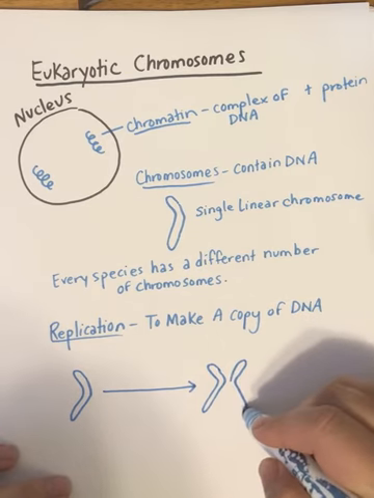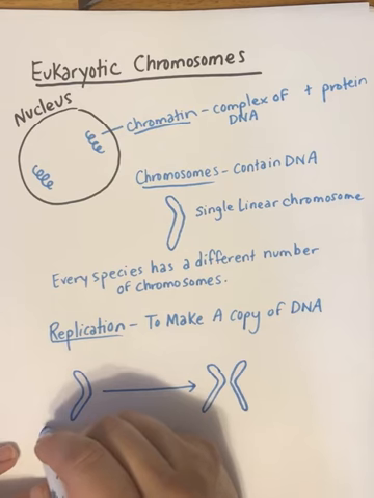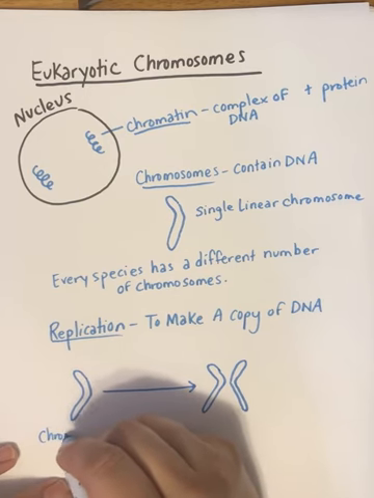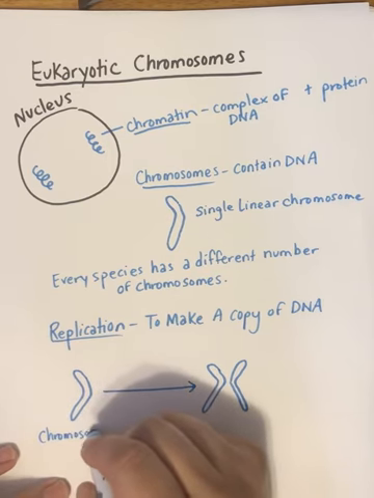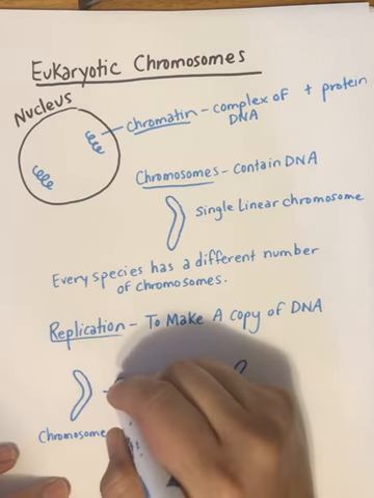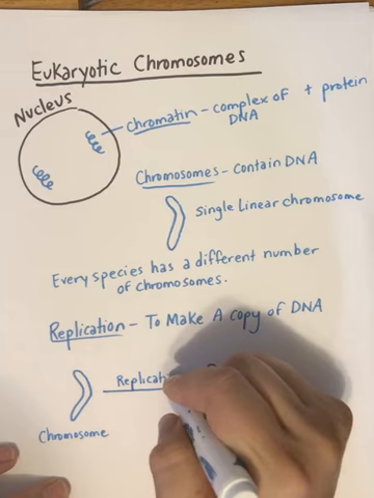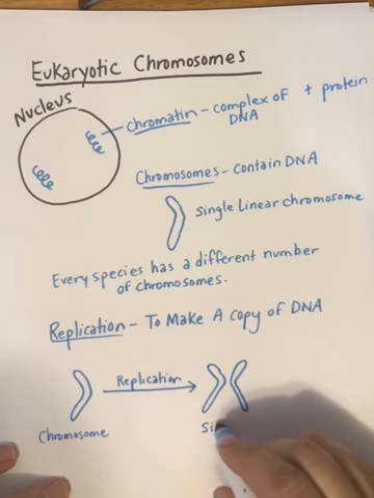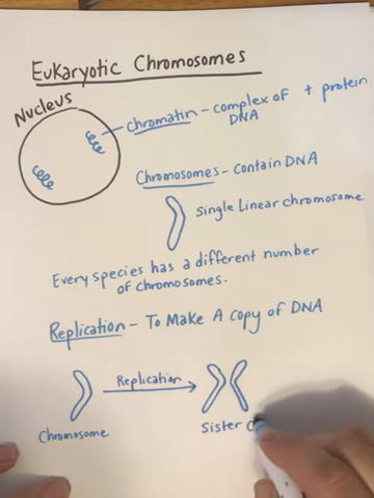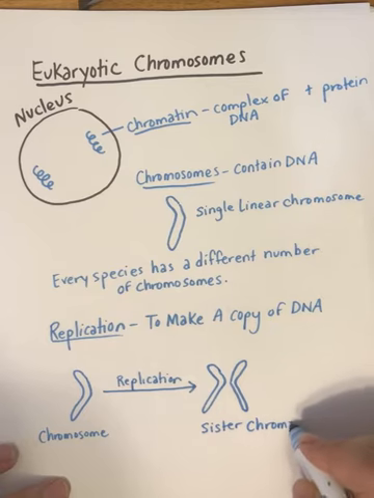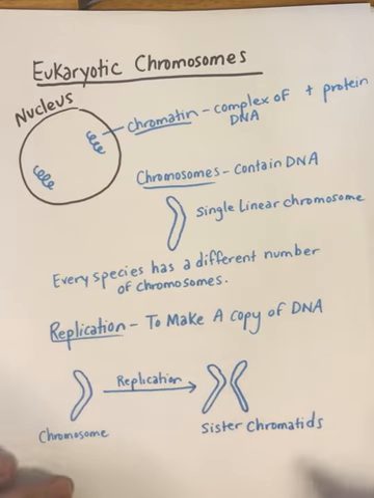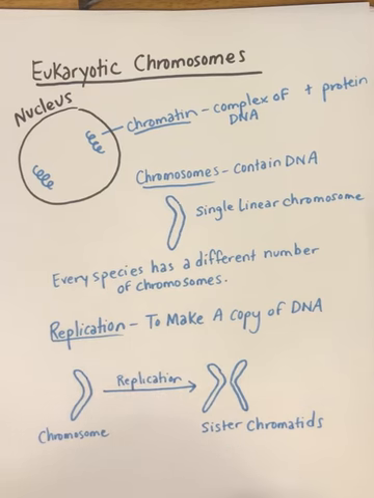that are identical. So this is a chromosome. It's linear, it's singular. When you do replication, that means you make a copy. You produce something called sister chromatids. Now, your sister chromatids are basically copies of the same chromosome.